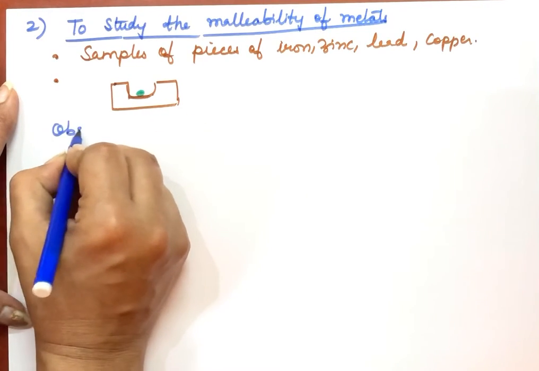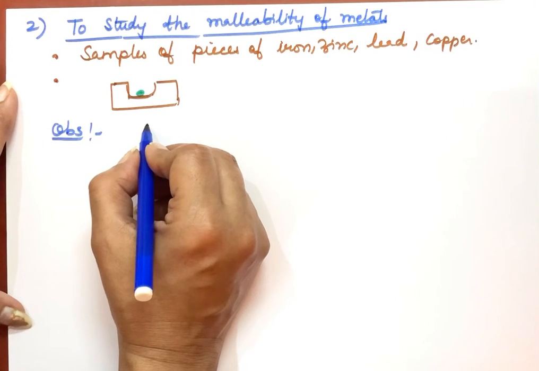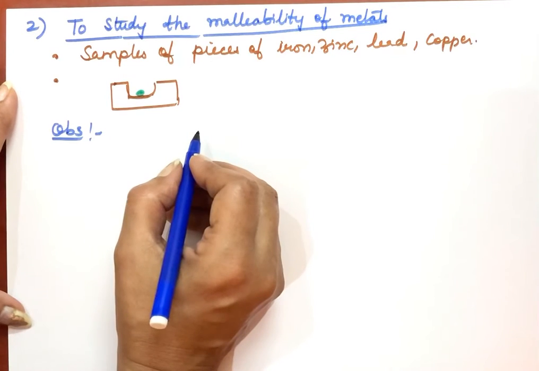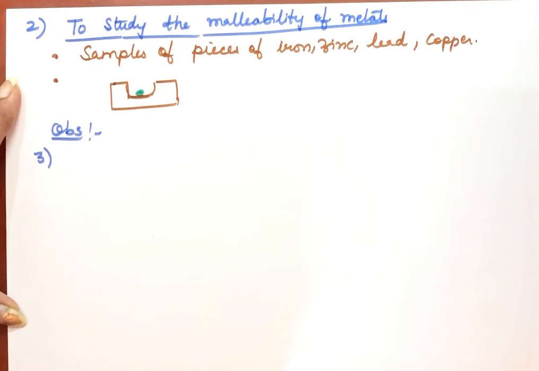Observation is that metals can be easily beaten into thin sheets. This is the result, they can be easily beaten into thin sheets, and this property of metal is known as malleability. So this proves that metals are malleable.